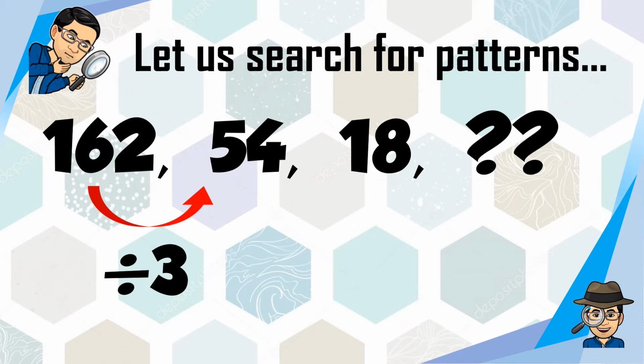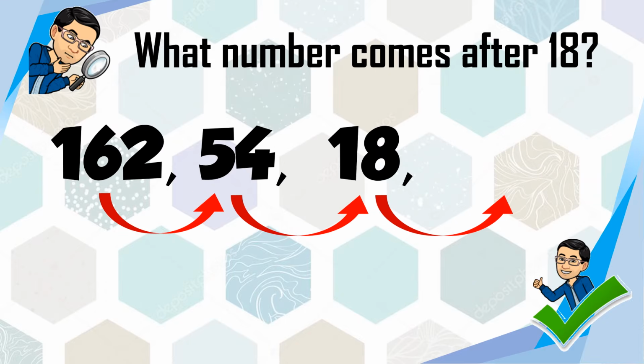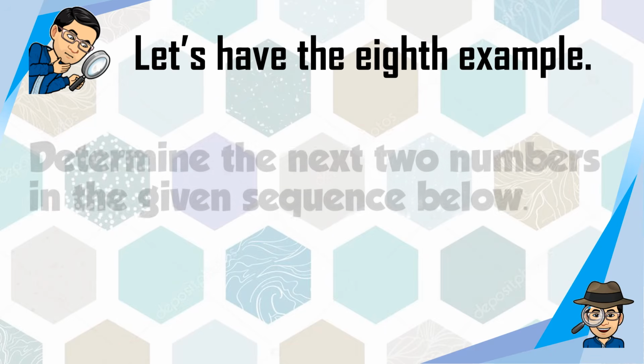And then, to get 18, i-divide ulit natin yung second term sa 3. That will become 54 divided by 3 equals 18. Next, 18 divided by 3, makukuha na natin yung susunod na term. Now, what number comes after 18? That is, 18 divided by 3 equals 6. So, 6 is the term that we are looking for. Let's have the eighth example.